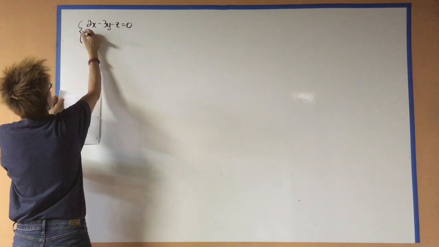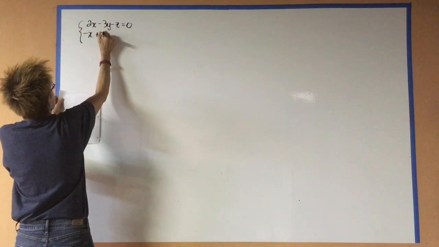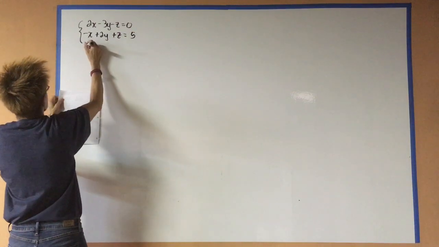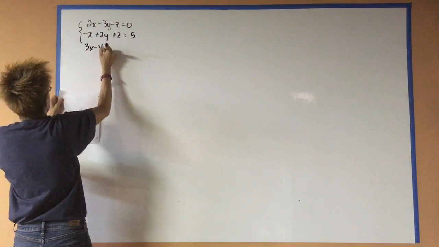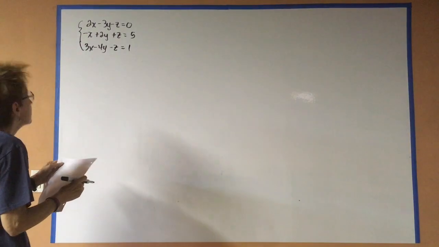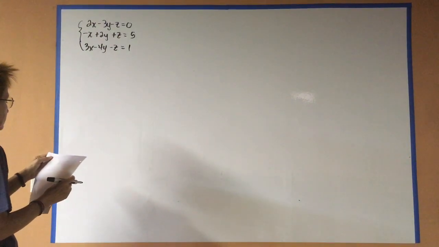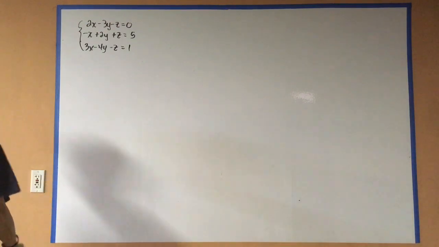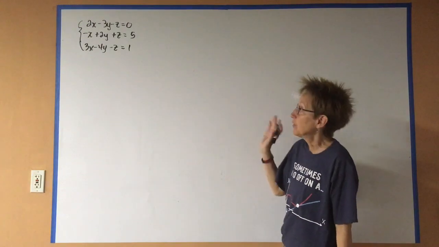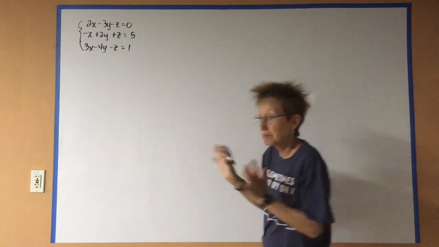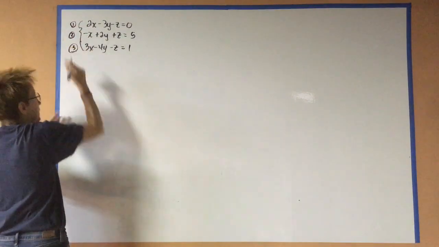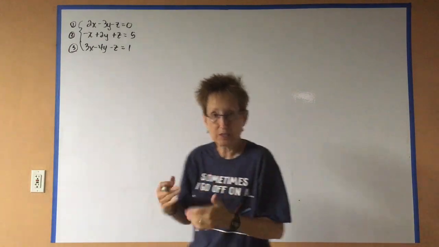It's all written down very nicely. So they want me to solve this system, and I notice it's 3 equations, 3 unknowns. So I'm gonna number the equations just to help me with my organization of what I'm gonna do. I'm gonna try and do a series of eliminations.